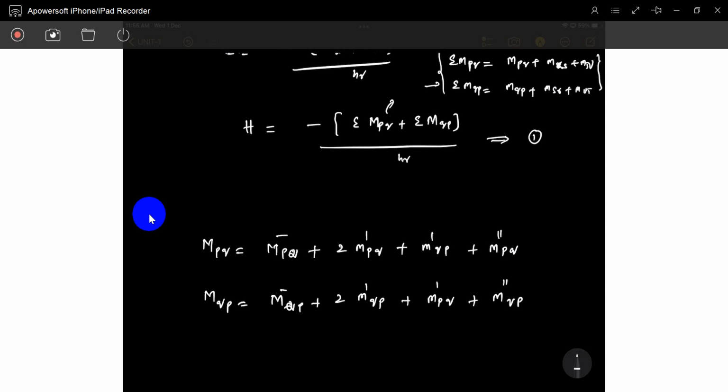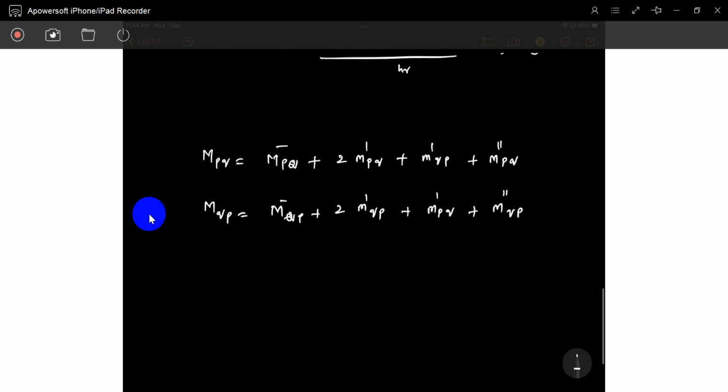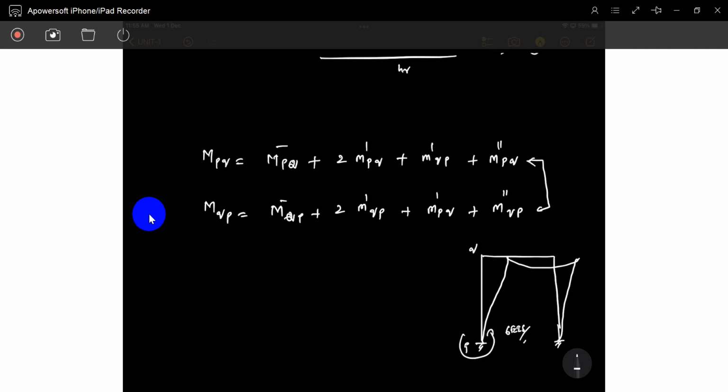Understood? Now there is one thing you have to observe. If it is a frame, think about the translational contributions. If it is P and Q, what is that value? This value is 6EIΔ by L squared.